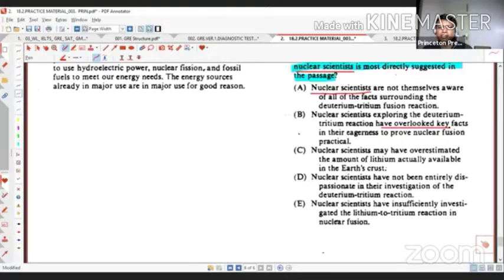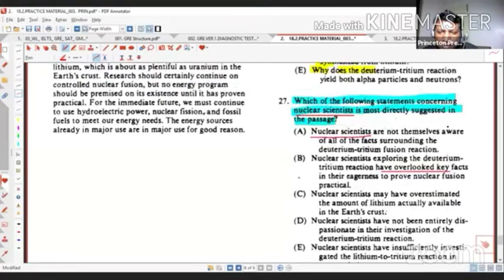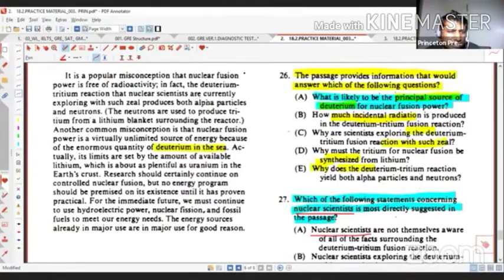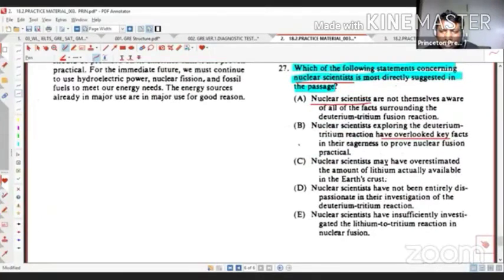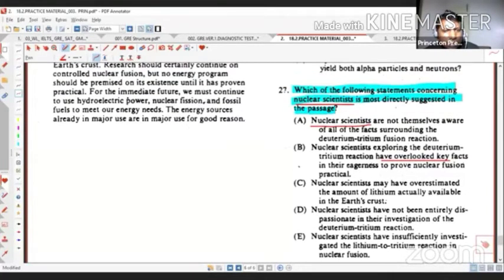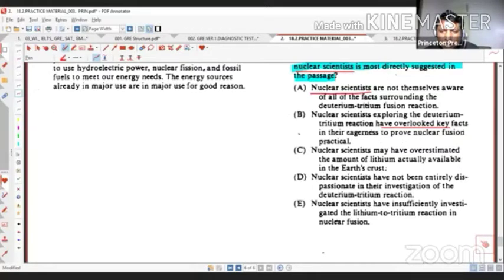No. Is it clearly mentioned there? They're very eager? Are they very eager? No. Are they exploring with such zeal? No. Why? It's mentioned correctly. Nuclear scientists may have overestimated the amount of lithium actually available in the Earth's crust. No. They mentioned that is there. Nuclear scientists have not been entirely dispassionate in their investigation of the reaction. Have not been entirely. What is dispassionate? Means neutral, no?